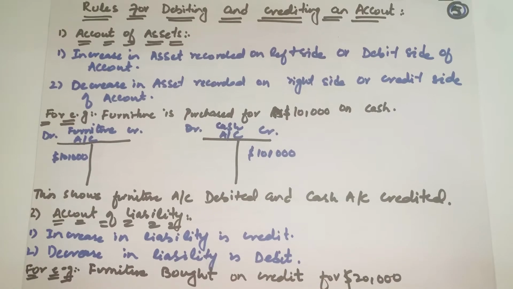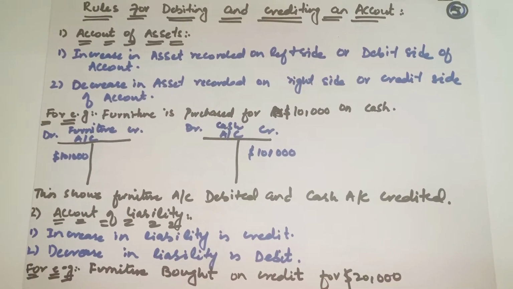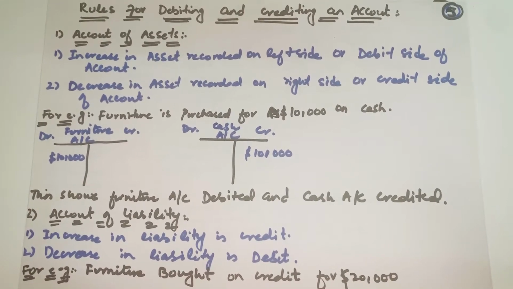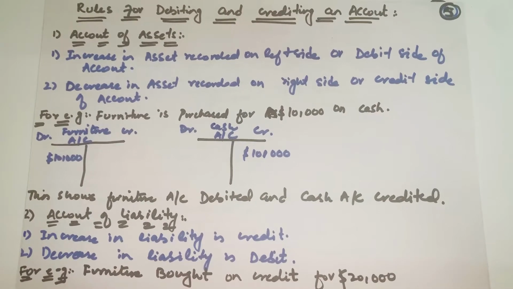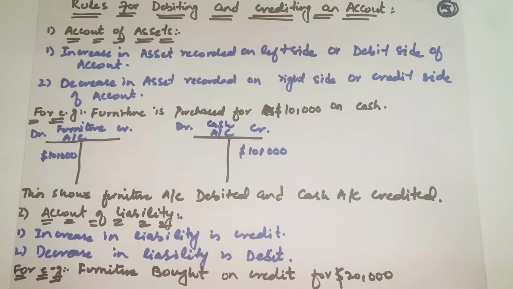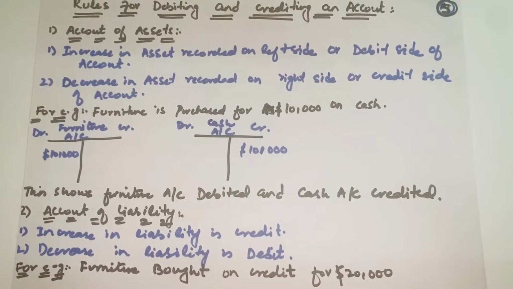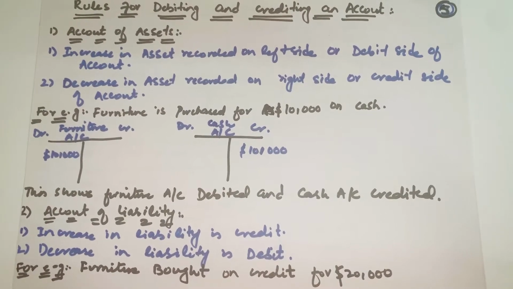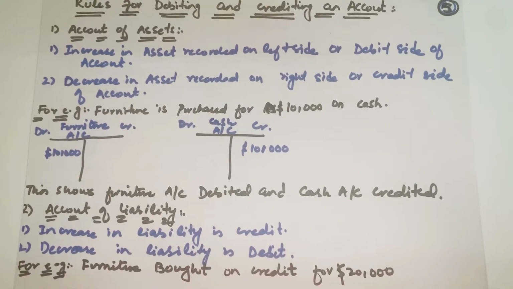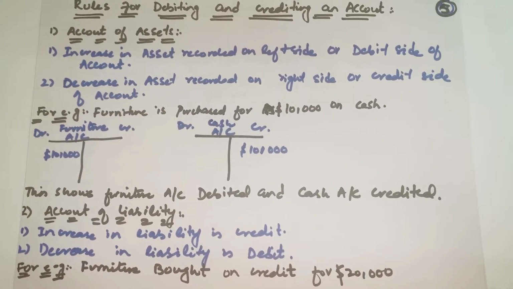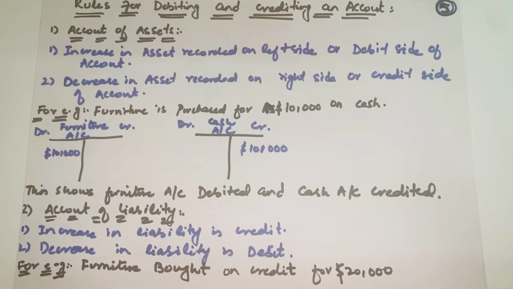So first of all, we have the account of assets. As we have seen, any increase in the asset is recorded on the left side or the debit side of the account, and any decrease in the asset is recorded on the right side or the credit side of the account. So whenever your asset is increasing, it will be recorded on the debit side of the T account, and whenever your asset is decreasing, it will be recorded on the credit side of the T account.